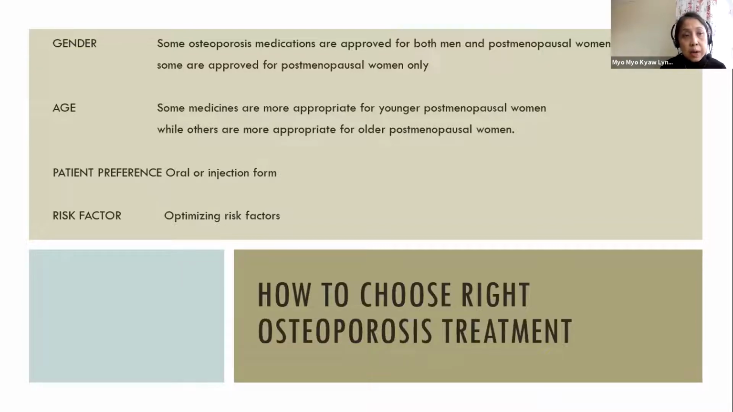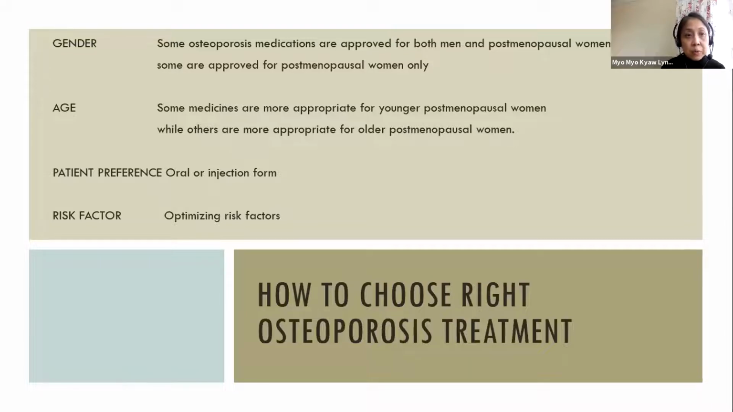And age is also very important. Are you treating a straightforward elderly patient with bisphosphonates, or are you treating a younger patient of reproductive age, for example, a young patient with multiple vertebral fractures secondary to steroid use due to asthma, etc.?